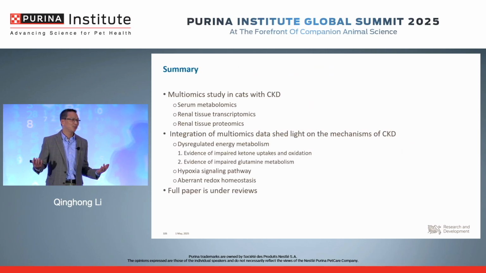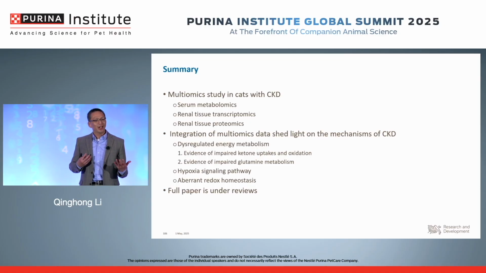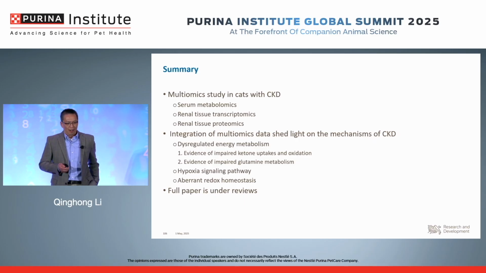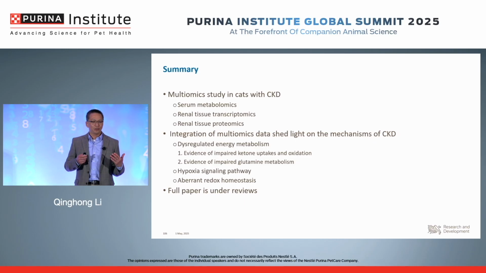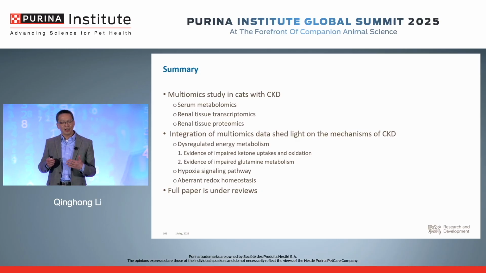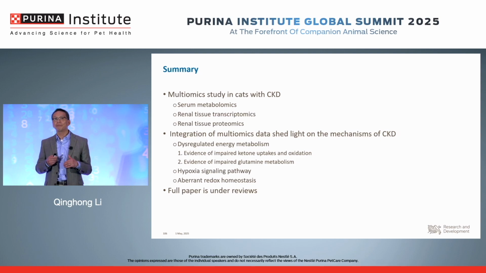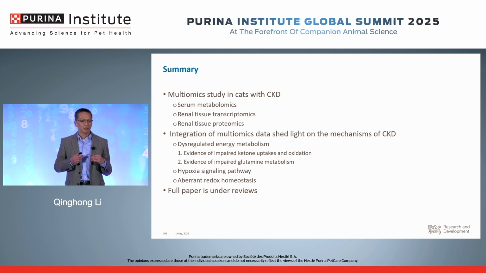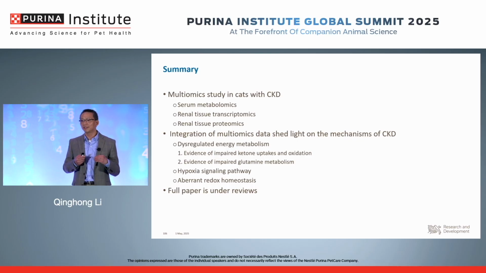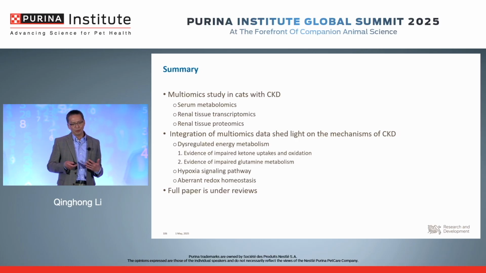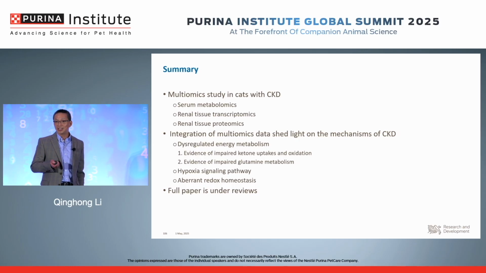So it's a lot of information to take in. We looked at the serum metabolomics and the transcriptomics and proteomics from renal tissues. Our integrated analysis showed dysregulation in energy metabolism. We provide evidence that ketone and glutamine metabolism are impaired, the hypoxia signaling pathway is activated, and there is aberrant redox homeostasis in cats with chronic kidney disease. There is a lot more information in the manuscript that was recently submitted, so hopefully that will come out soon.